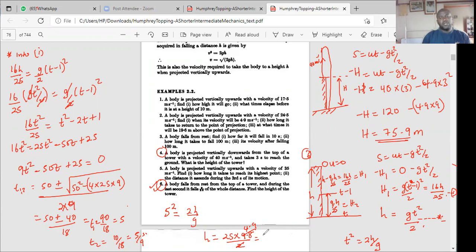$122.5. 122.5 meters. Okay, that was how question 6 had to be handled. You can take a screenshot for it. Then you'll download it in your notes.